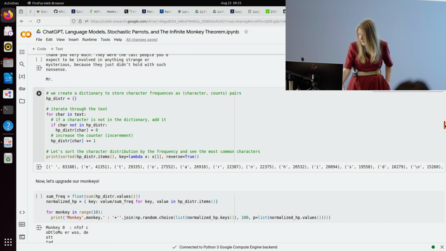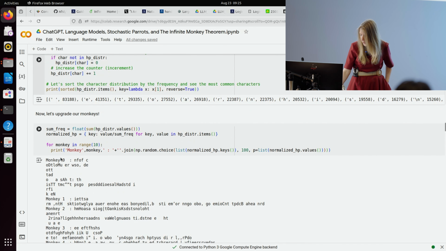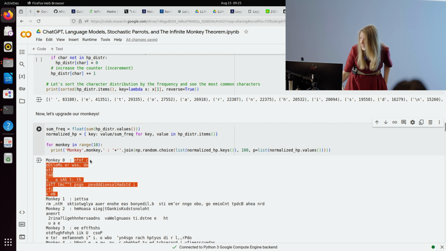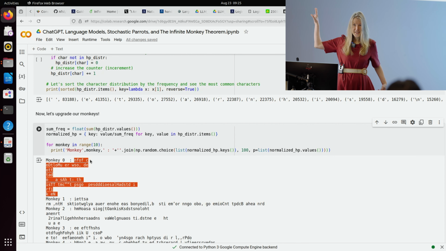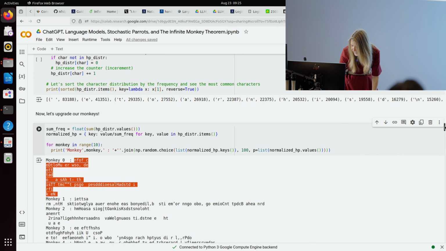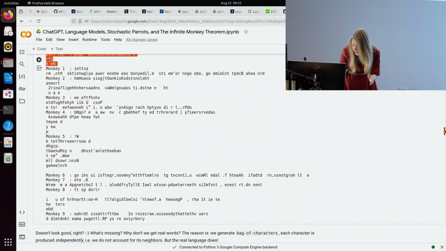And we again ask our monkeys to produce Harry Potter. So this is our monkey zero. It produces something like this. You see that it also at times produces this new line character, so we switch to a new line from time to time. And again, question: does it look like English? No, there's still something wrong. It doesn't resemble English, only probably the lengths of words more or less match.